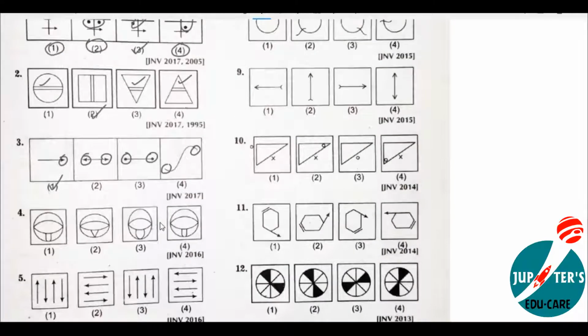Next, question number 4. In this first option these two are straight lines. In the second option also these two are straight lines. In the fourth option these two are straight lines. But in the case of the third option these are somewhat curved. So 3 is our answer in this question.